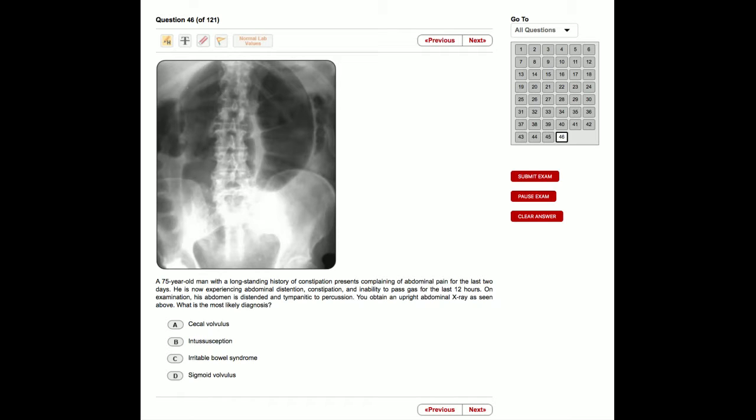All right, so we have a 75-year-old man with a long-standing history of constipation who presents complaining of abdominal pain for the last 2 days. He is now experiencing abdominal distension, constipation, and inability to pass gas for the last 12 hours. On exam, his abdomen is distended and tympanitic to percussion. You obtain an upright abdominal x-ray as seen above. What is the most likely diagnosis?